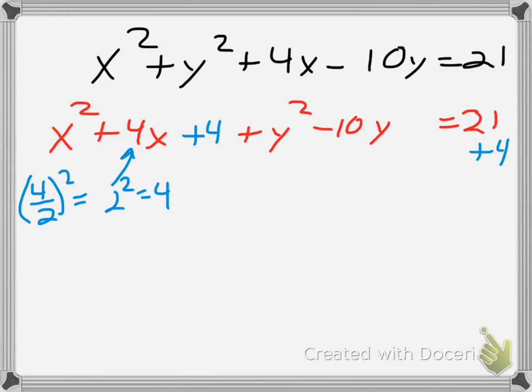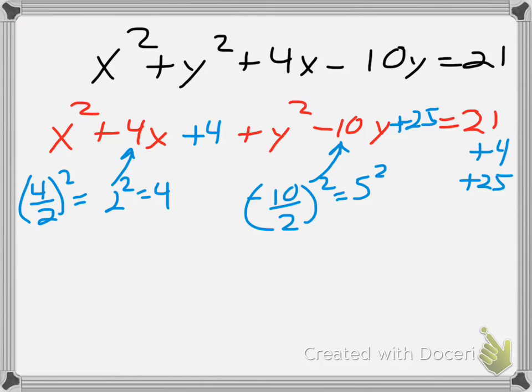Notice I don't add 4 with the y's. I'm adding it with the x's. That's where I got the 4 from. And I'm following all the rules of balancing equations because of the addition property of equality, because I've added 4 to both sides of the equation, just once. Now similarly, for my y's, my b value is negative 10, so I have negative 10 over 2 squared, which gives me 5 squared, so I have positive 25, and the same over here.